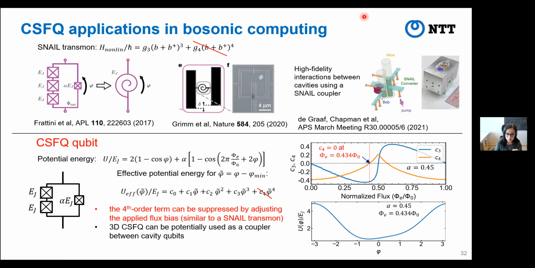So can you select basically the terms of this effective potential that I see here on the slide? In the figure here, I show that, for example, we can suppress the fourth order term and have only the third order term. I think this is the cubic term you are talking about. Yeah, absolutely. Okay, thanks a lot. So let me give the opportunity to the other participants to ask questions.